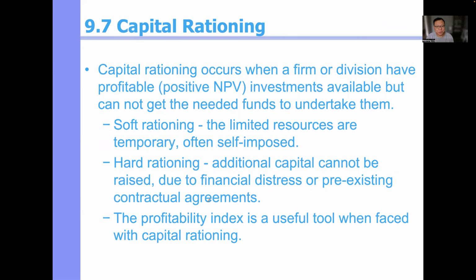Last, we are going to quickly talk about capital rationing. Capital rationing occurs when a company or division has profitable investments, that is to say a positive net present value, but they cannot get the needed money to undertake them. They cannot get the ball rolling because they know the project makes sense, but the initial investment is too high. I cannot afford it.